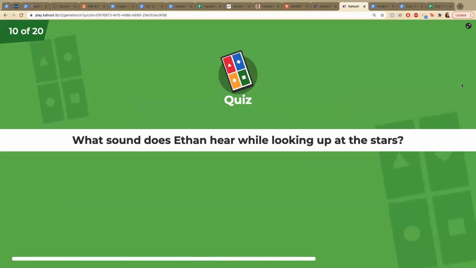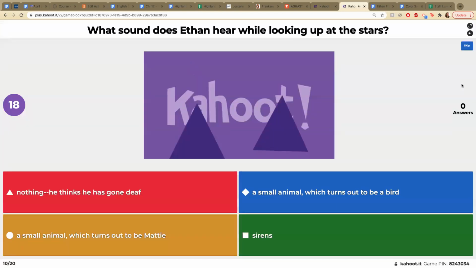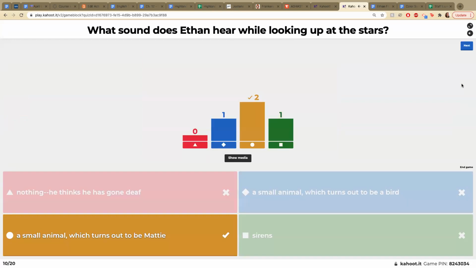What sound does Ethan hear while looking up at the stars right after the accident? Nothing. He thinks he's gone deaf. A small animal which turns out to be a bird. A small animal which turns out to be Maddie. Yes, good.